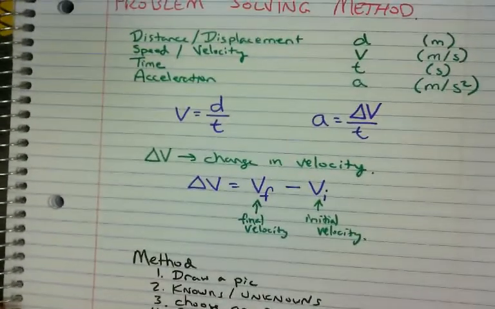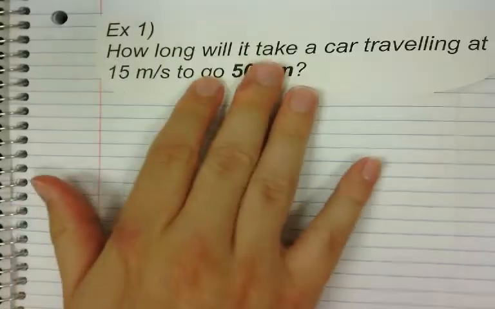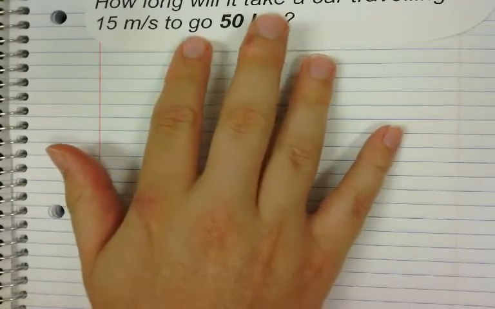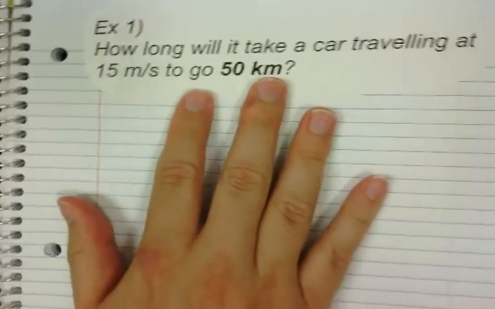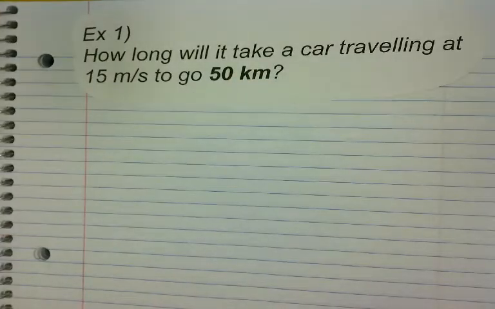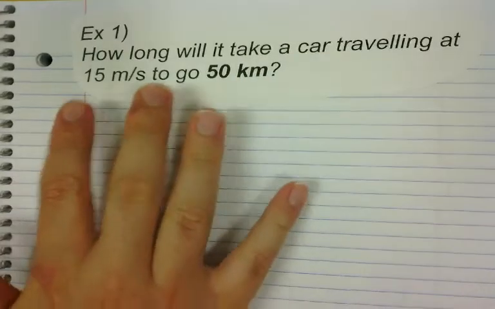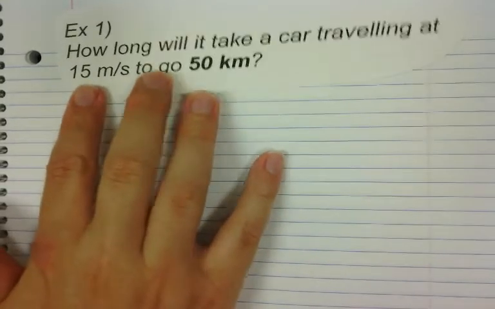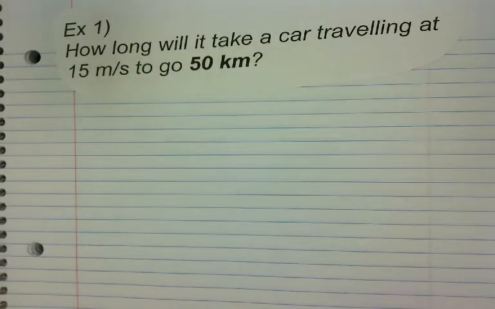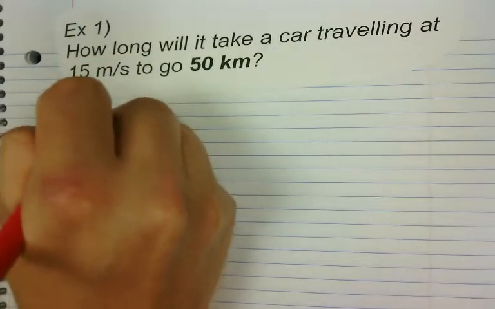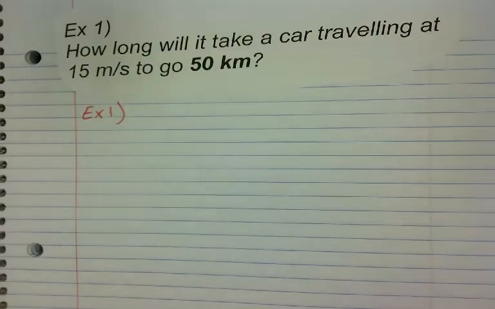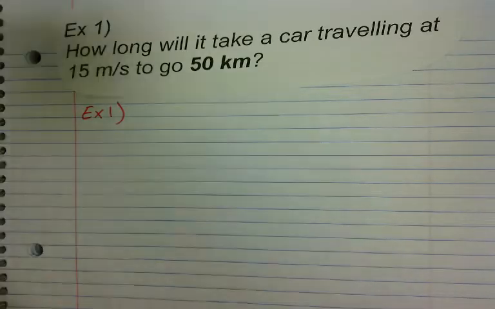All right, so let's do an example problem. Here's my example, the first example. And you do not need to write this in your notebook. That's why I printed it. You're going to write the solution in your notebook, but you don't have to write the actual question in your notebook. How long will it take a car traveling 15 meters per second to go 50 kilometers? All right, that's the problem. So if you were given this problem, how would you solve this? Well, let's look at our problem-solving method.